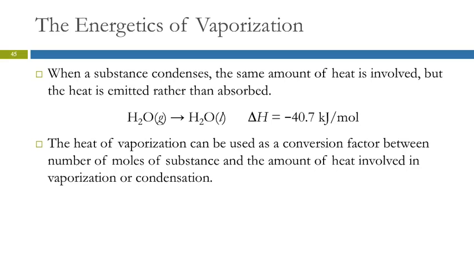When a substance condenses, the same amount of heat is involved. It's just the opposite direction. So you've got gas condensing to a liquid. You take that heat of vaporization and you put a negative sign in front of it. So you condense 1 mole of water, it releases 40.7 kilojoules of energy. It has to be the same, because otherwise you could create or destroy energy just by vaporizing and condensing something. You can mess around with that, but you're not going to make energy that way. You can't. This heat of vaporization is a conversion factor between the amount of heat involved and the number of moles of substance.